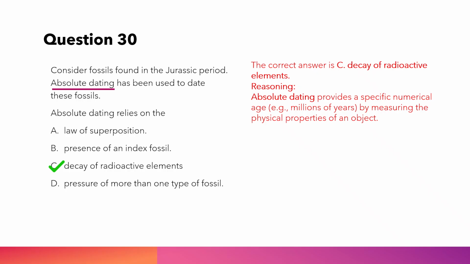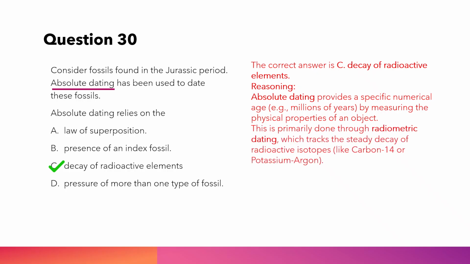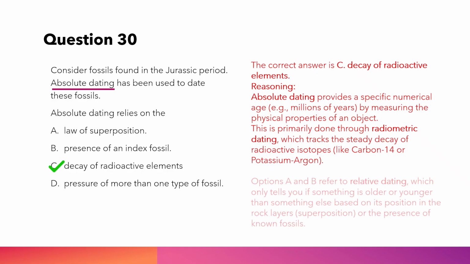properties of an object. This is primarily done through radiometric dating, which tracks the steady decay of radioactive isotopes like carbon-14 or potassium-argon. Options A and B refer to relative dating, which only tells you if something is older or younger than something else based on its position in the rock layers, superposition, or the presence of known fossils.